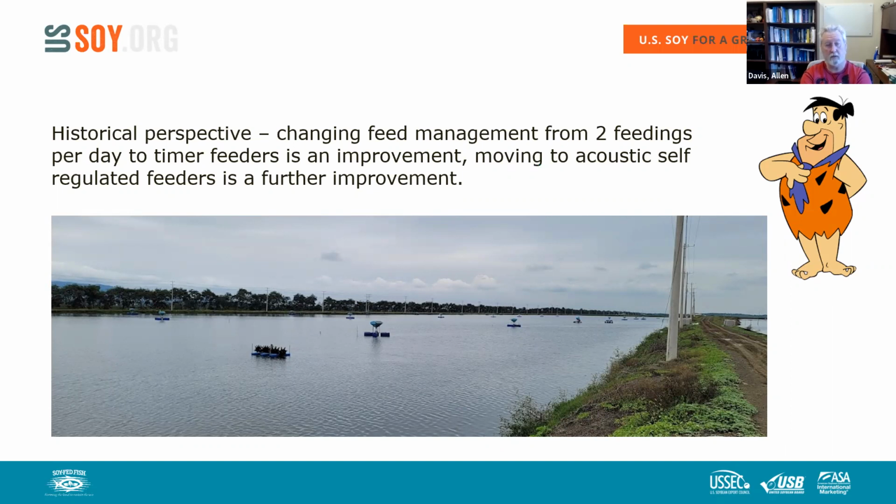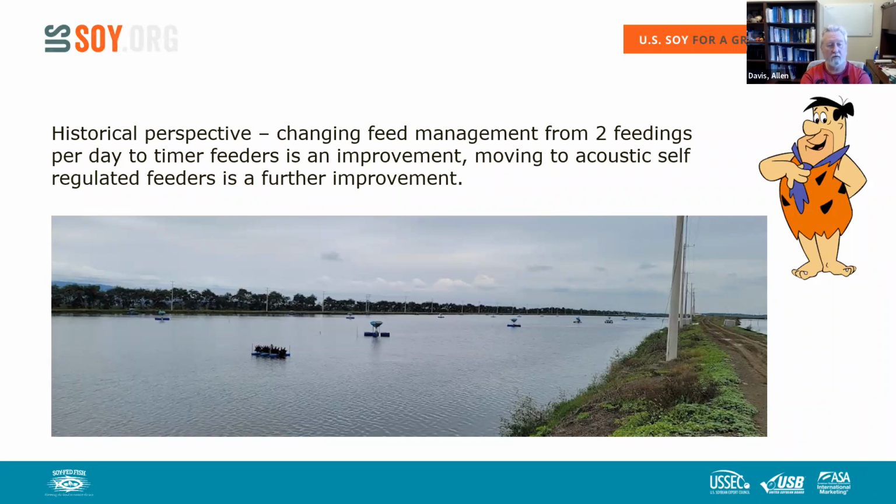Now, from a historic perspective, we've seen that changing feed management from 2 feedings per day to timer feeding is an improvement. It's a huge improvement, actually. We cut 30 days off our production, getting to the same size animals simply by going from 2 feedings to automated feedings. And then moving to acoustic self-regulating feedings is a further improvement.